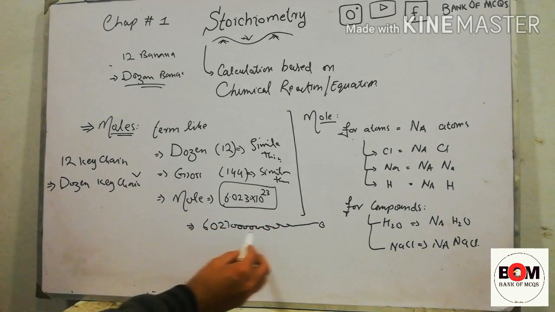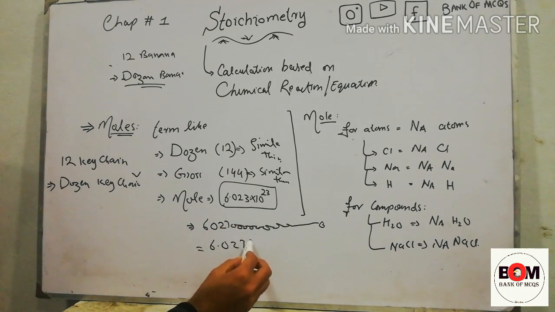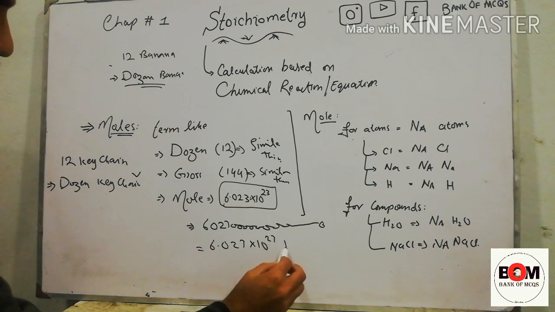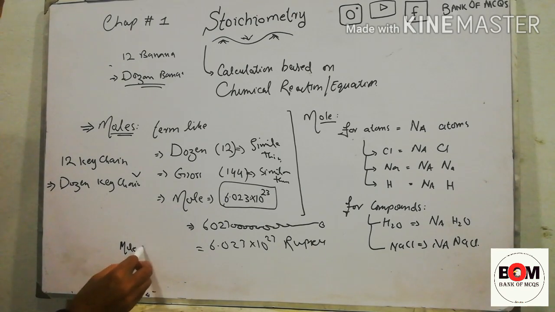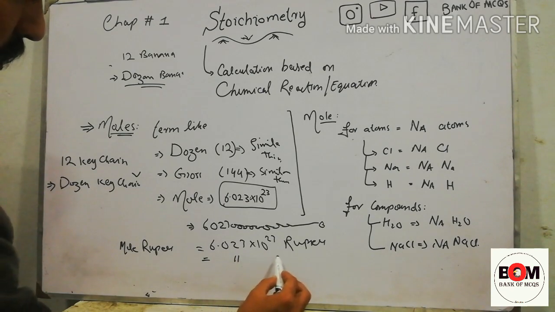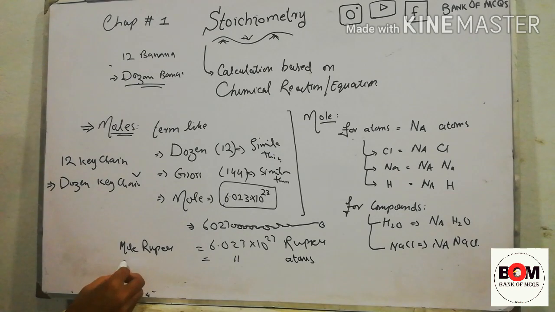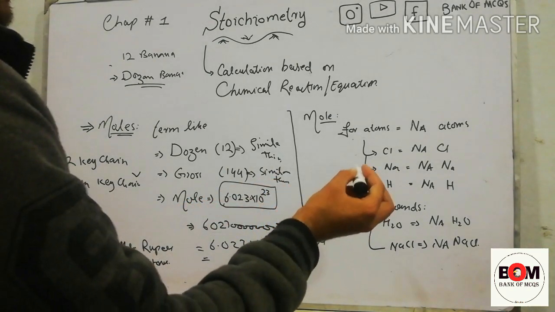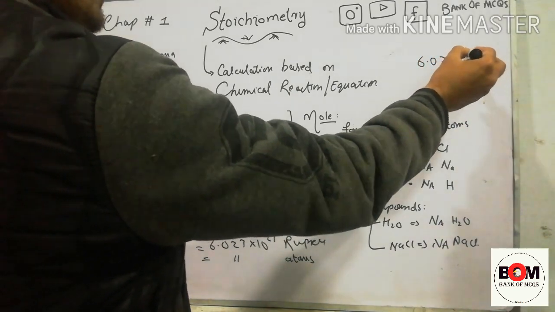If someone has 6.023 multiplied by 10 raised to the power 23 rupees, they can say that they have 1 mole of rupees. Or if there are 6.023 multiplied by 10 raised to the power 23 atoms, we can call it 1 mole of atoms.